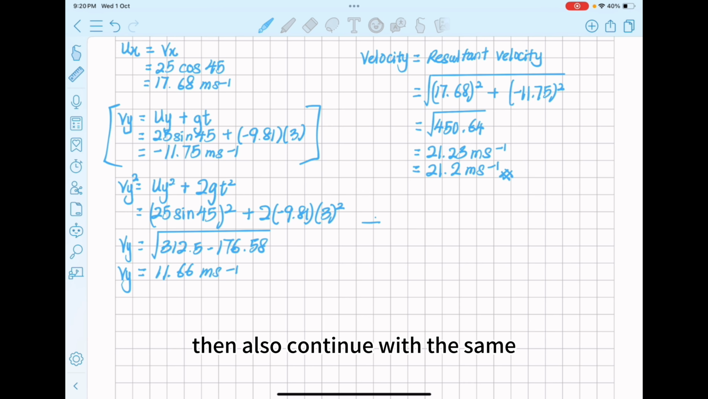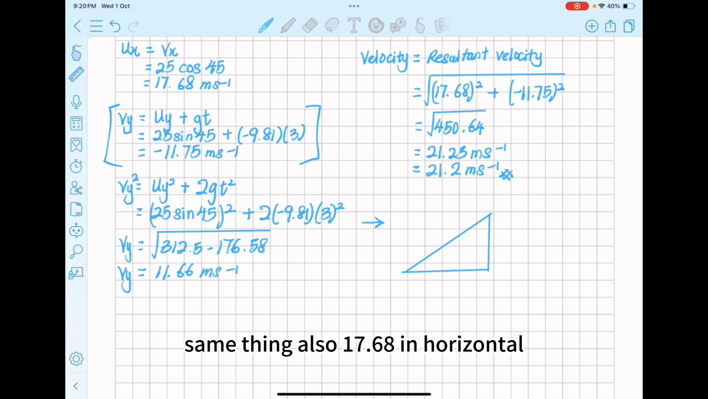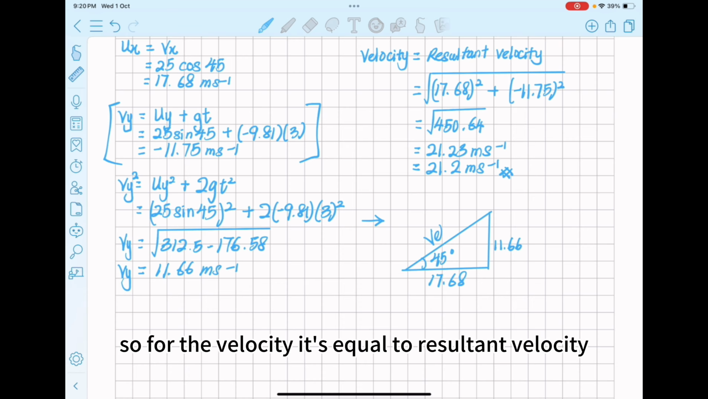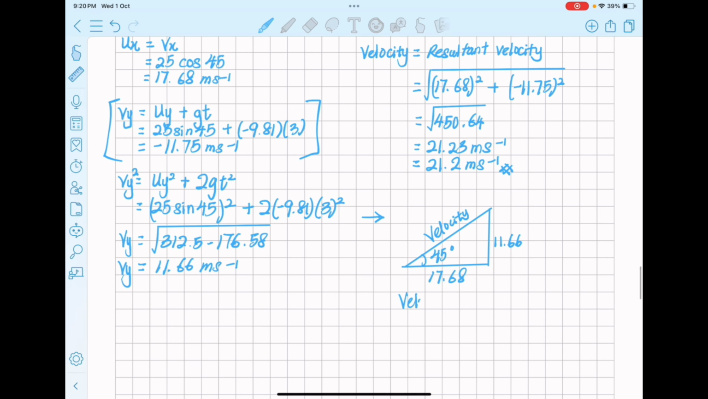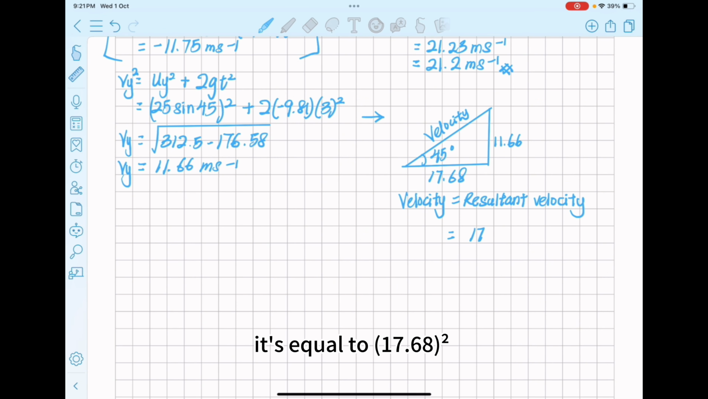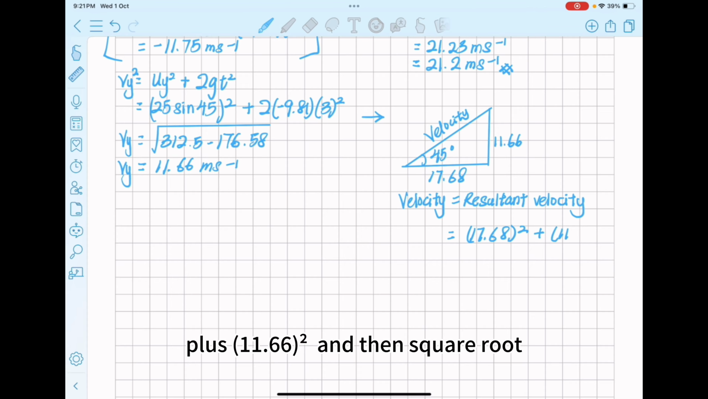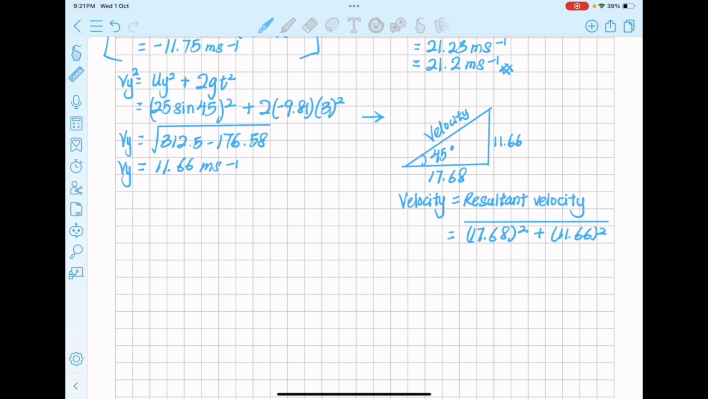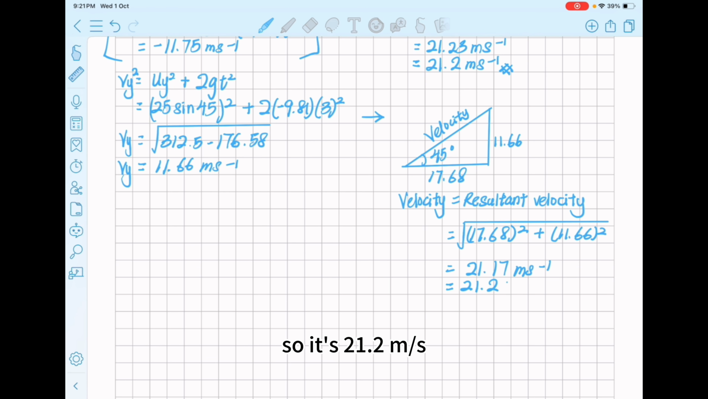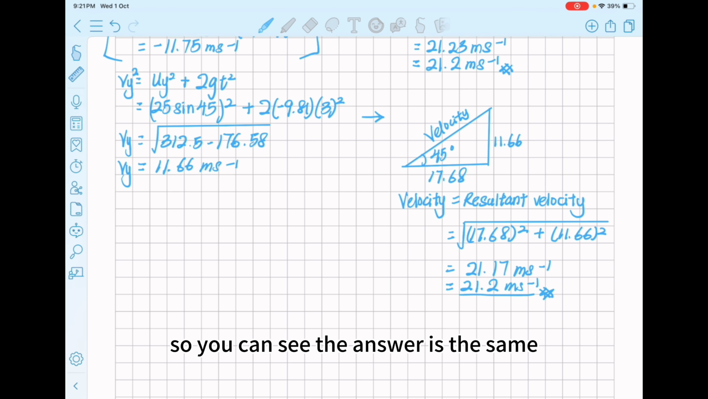Then we continue the same way and imagine a triangle. Same thing: 17.68 in horizontal, and 11.66 in vertical, with the angle of 45 degrees. The velocity is equal to the resultant velocity, using the Pythagoras theorem again. So it is the square root of 17.68 squared plus 11.66 squared. The answer is 21.17 meters per second, and because of 3 significant figures, it is 21.2 meters per second. So you can see the answer is the same.